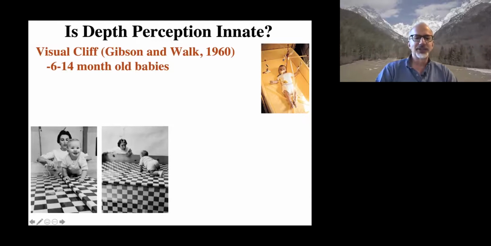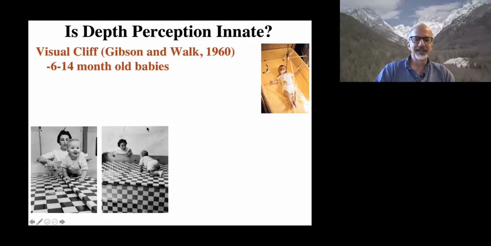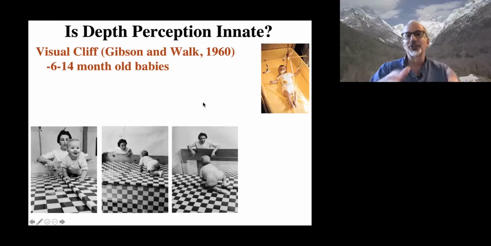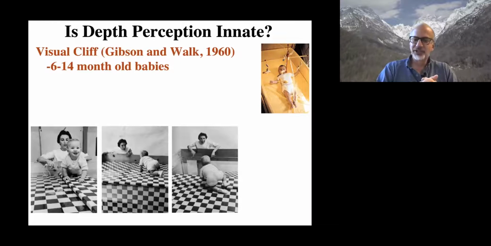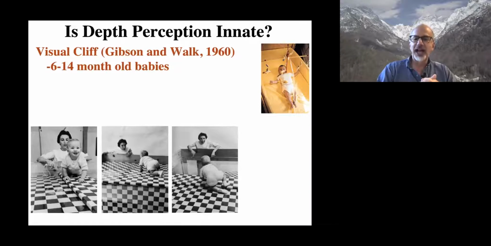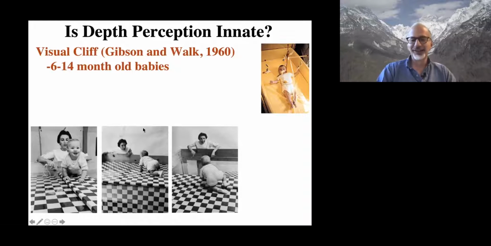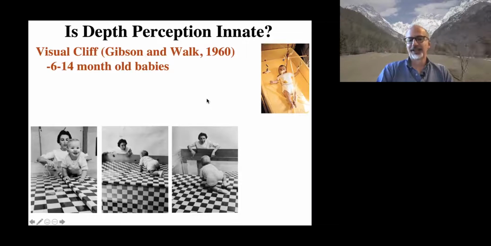And then you put the mom either on the shallow side or the deep side. And here you can see she's now on the deep side. And you ask the infant to go to the mom. The mom coaxes the infant to come towards her. And the question is, will the infant at this age feel comfortable going on the deep side? And so here you can see the infant readily goes to the mom when it's shallow, but when it's deep, the infant is really apprehensive about this.